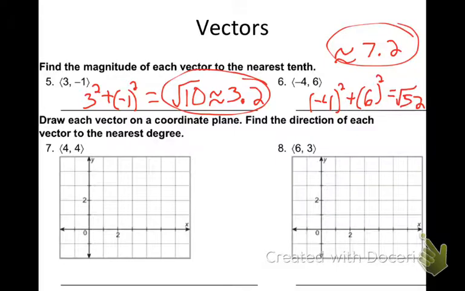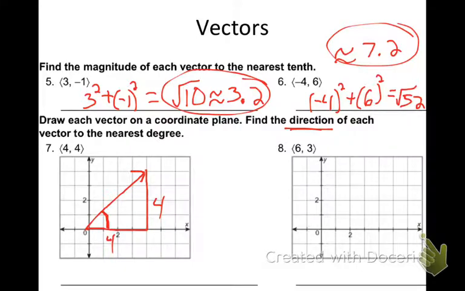Number 7. It says draw each vector on a coordinate plane. Find the direction of each vector to the nearest degree. So to draw, I'm going 4, 4. So I'm going to go over 4, up 4. There's my vector. I have over 4 and I have up 4. I want to find the direction. The direction means the degrees here. I want to find the degrees.